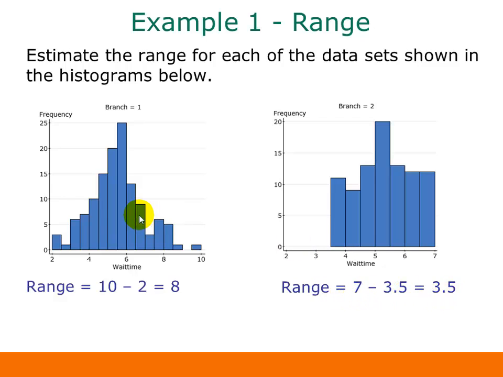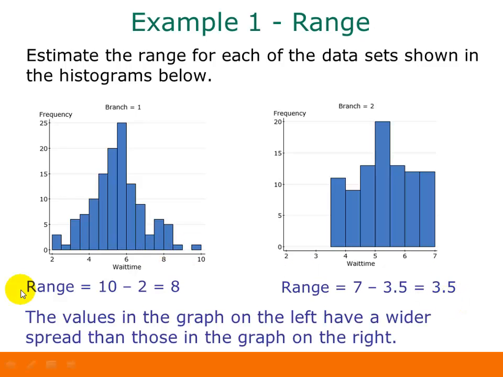Since the range for the data set on the left is larger than the range for the data set on the right, we would say that this data set is more spread out or has more dispersion than the one on the right.